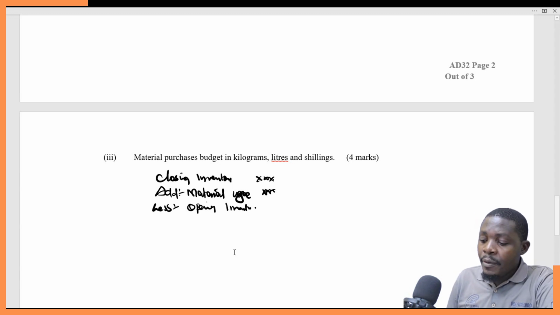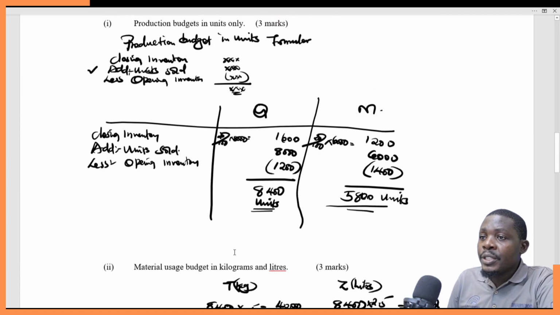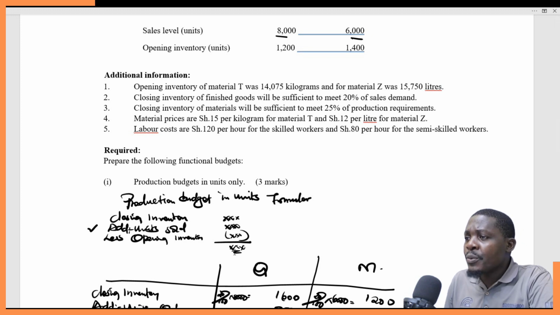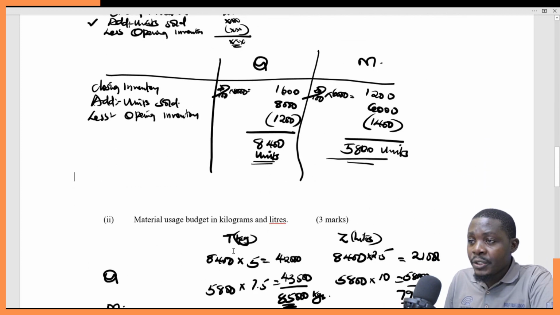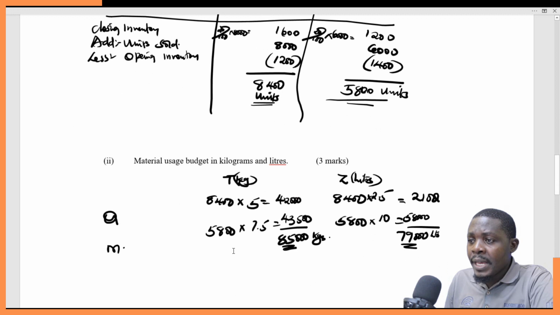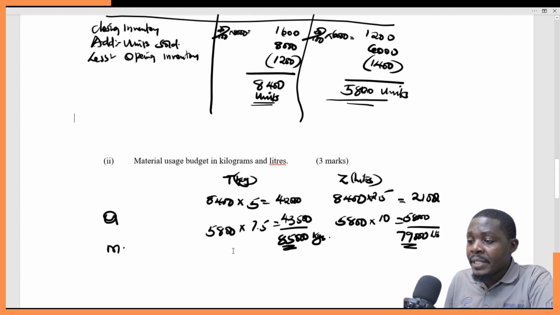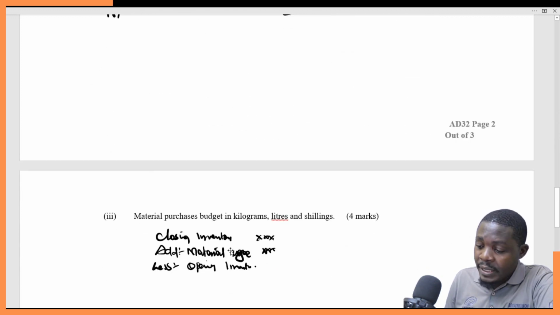Right? Therefore, we are told something in the additional information. Number 3, the closing inventory of material will be sufficient to meet 25% of production requirement. We go to where we had production. In A, Roman 1, we had production requirement for Q. It was 8,400, and then for M, we had that, and we are going to get 25% of that.